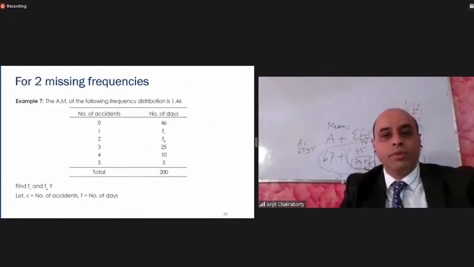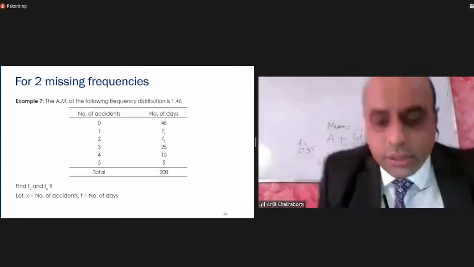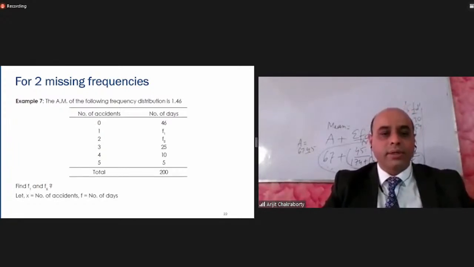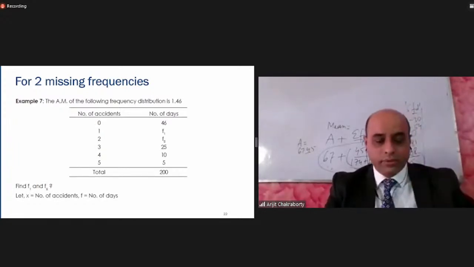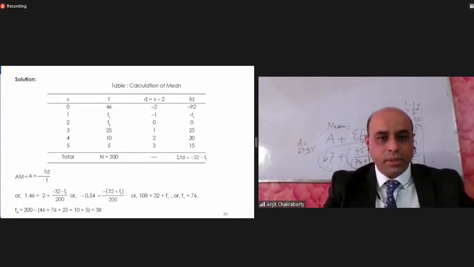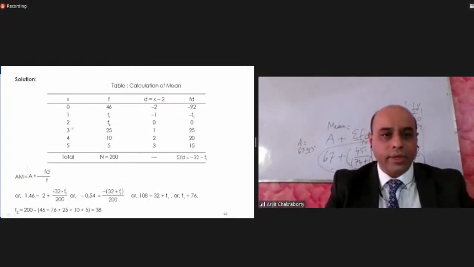Now we will take two missing frequencies. Please look at the slide. In the following distribution, the arithmetic mean is given. You can see there are two missing frequencies, one is F1, the other is F2, and we are trying to solve it. Here again, the number of accidents is given, the number of days is given, and the arithmetic mean is given, 1.46.